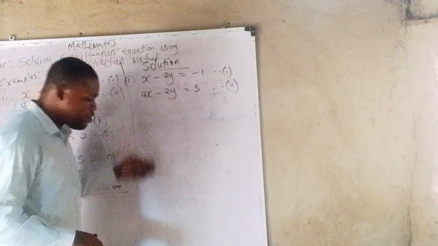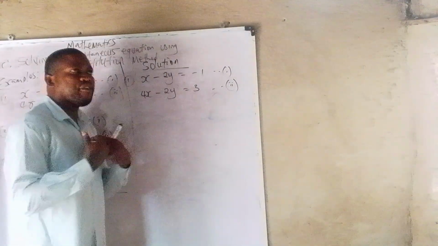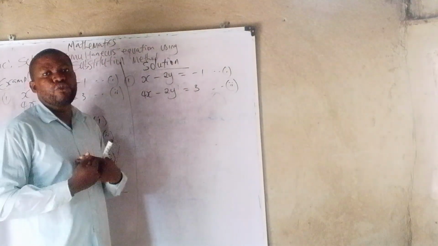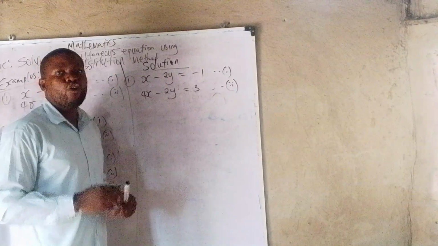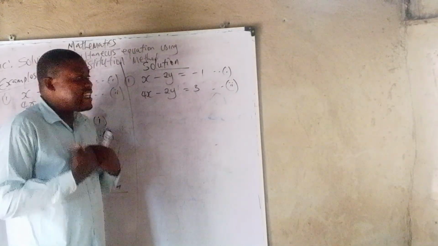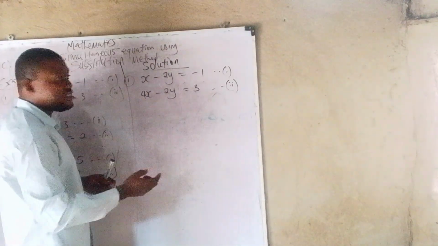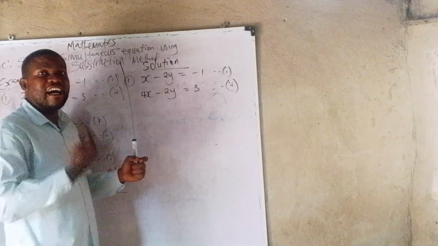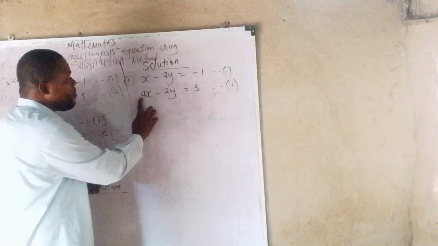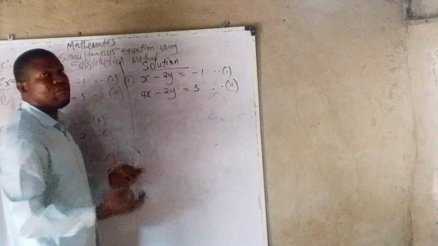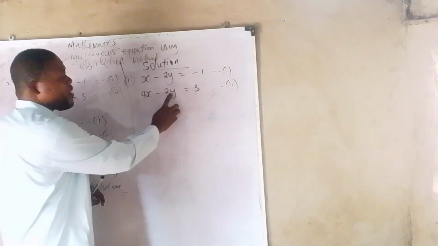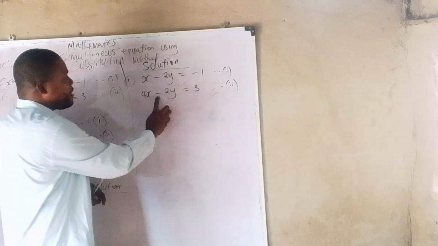So what should I do here? First of all, you ask which of them do you want to use to make the subject? Me, I want to use x because this x doesn't have a coefficient. The other one I will solve next, I will use the one that has a coefficient. That's the number in front of x or y; we call that number the coefficient. Here y has minus 2 as a coefficient.